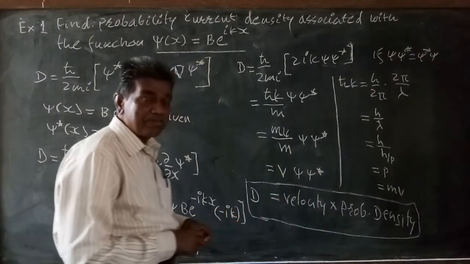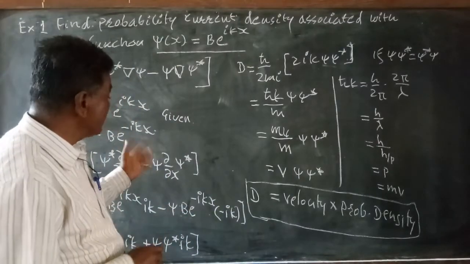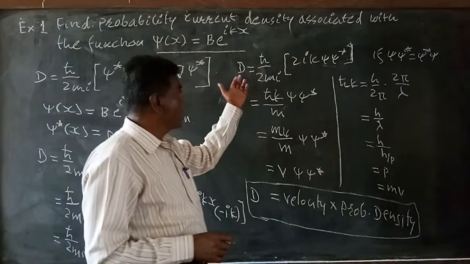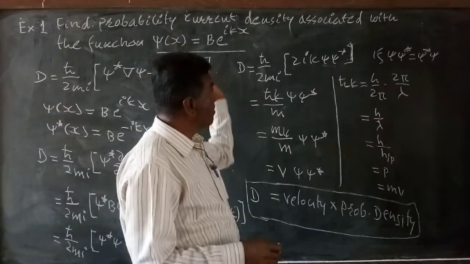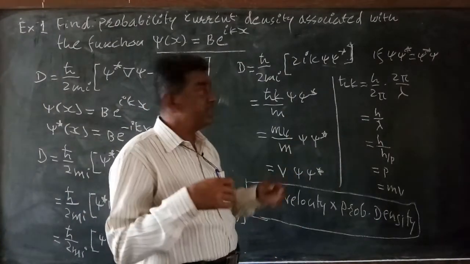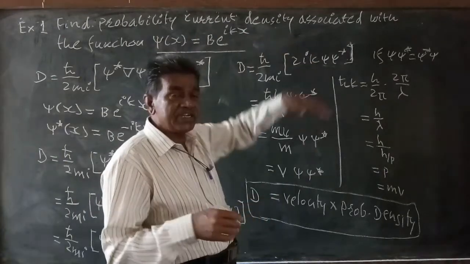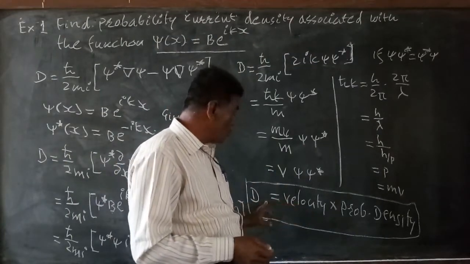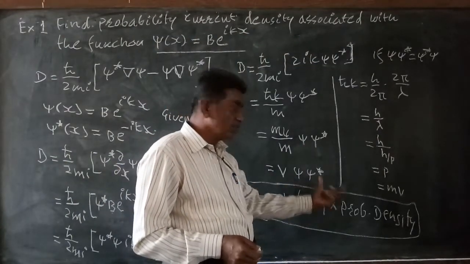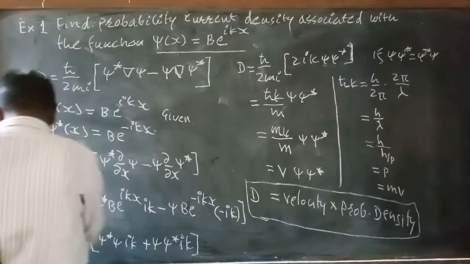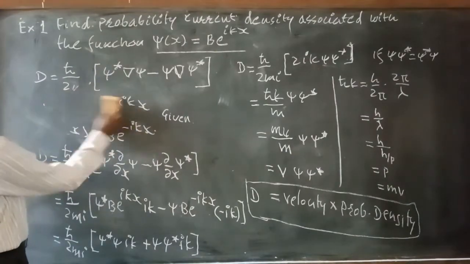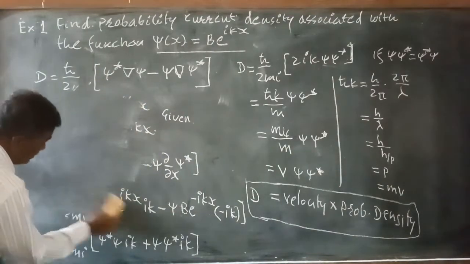So this is one example. We will see another example in which also the probability current density is found to be equal to, each and every time, the probability current density associated with any function is found to be equal to the velocity into the probability density. So consider another example. This is the solution of the example here.